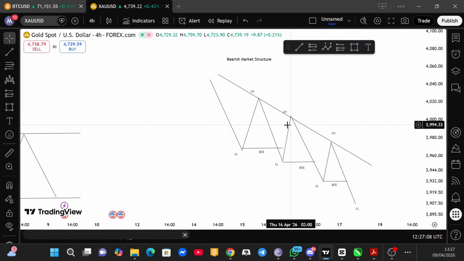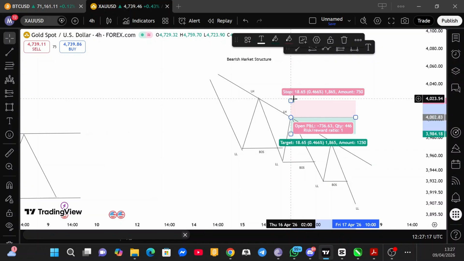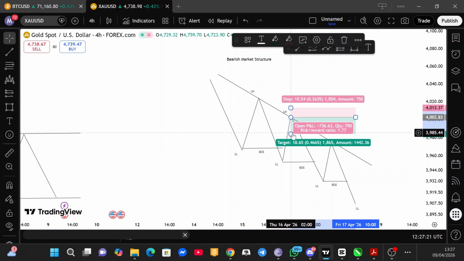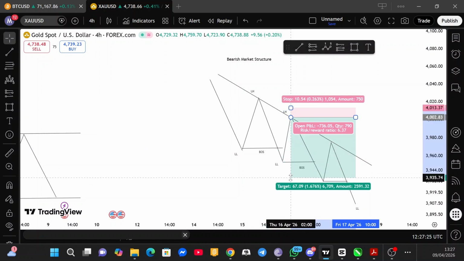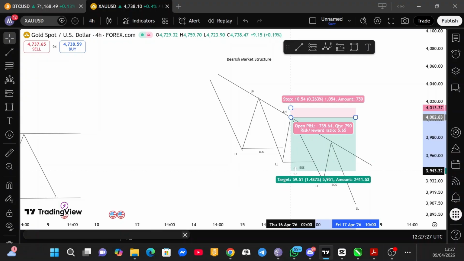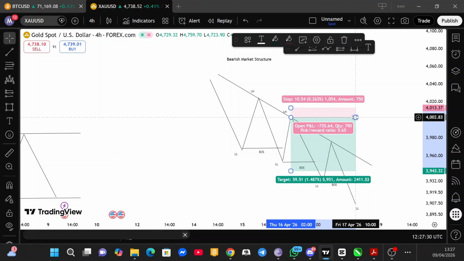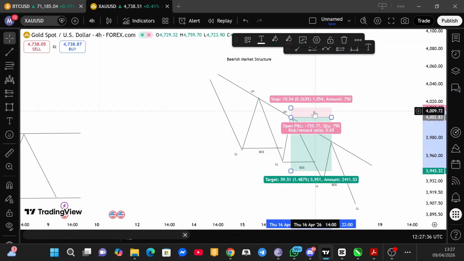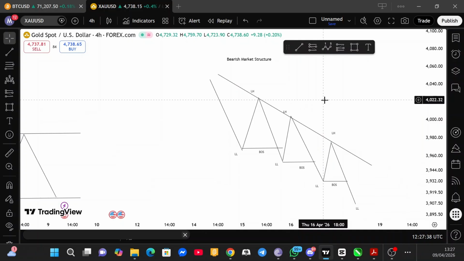I can decide to take a sell from this position. I take a short position, open a short position from this point. I set my stop loss a little bit above it, and I target below the previous low, and you see, it goes straight to take profit. So this is what we mean by the bearish market structure.